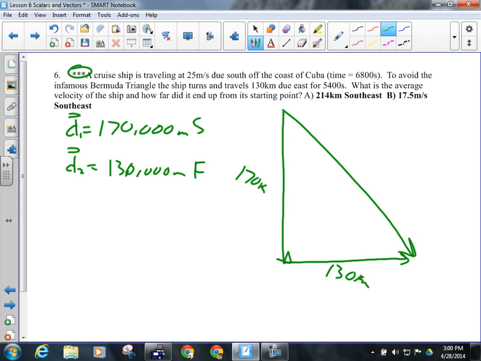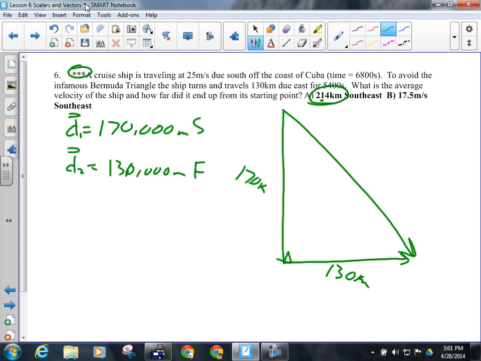Right, it's the Pythagorean Theorem, the Greek geek. Pythagoras is the Greek geek, by the way, in my class. So 170 squared plus 130 squared gives us 214 kilometers. And then what we have to do after that is figure out the overall displacement. So 214 kilometers divided by the total time, and that'll give us our velocity southeast.